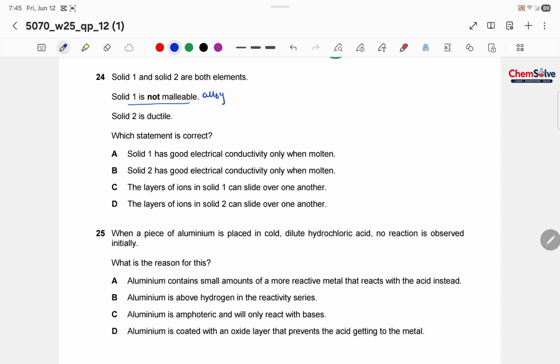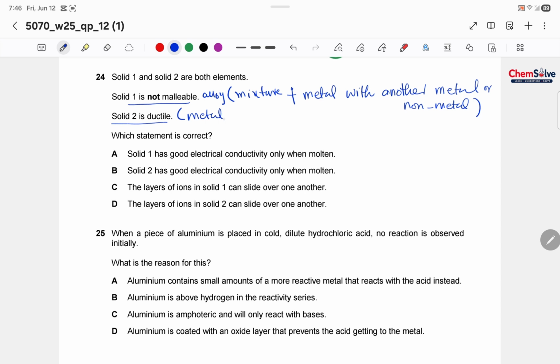What are alloys? Alloys are the mixture of metal with another metal or non-metal. Alright. Solid 2 is ductile. If solid 2 is ductile, then obviously it would be a metal. Now look at the statements.